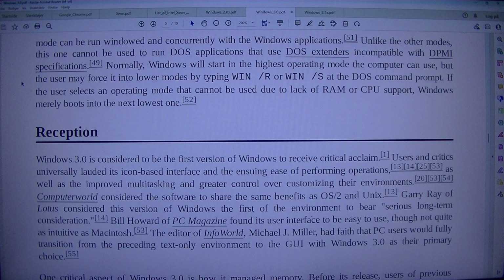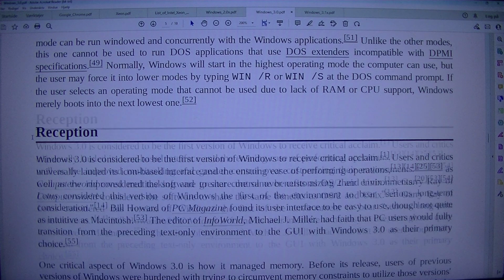Windows will start in the highest operating mode the computer can use, but a user may force it into lower modes by typing win /r or win /s at the DOS command prompt. If a user selects an operating mode that cannot be used due to lack of RAM or CPU support, Windows merely boots into the next lowest one.